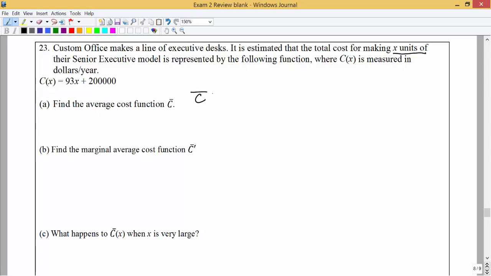So C bar of X, our average cost function, will be the total cost function divided by X. So it's going to be 93X plus 200,000, and we're going to divide that by X.